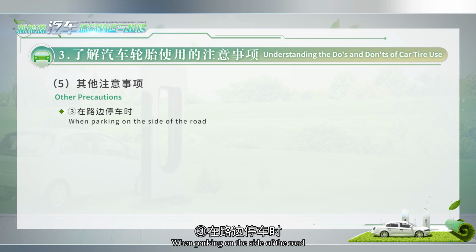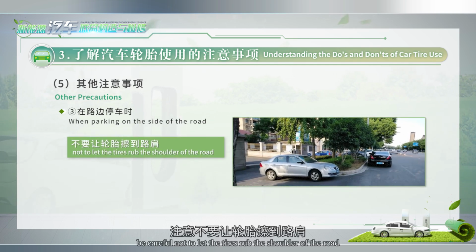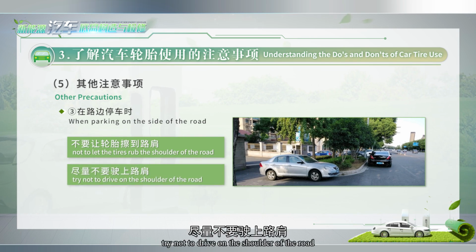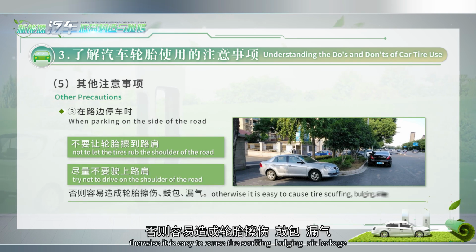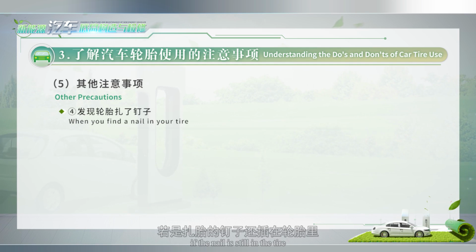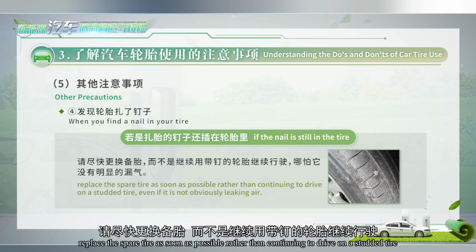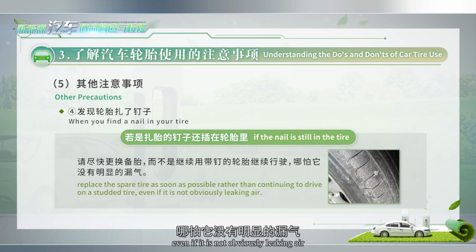When parking on the side of the road, be careful not to let the tires rub the shoulder of the road. Try not to drive on the shoulder of the road, otherwise it is easy to cause tire scuffing, bulging, and air leakage. When you find a nail in your tire, if the nail is still in the tire, replace it with the spare tire as soon as possible rather than continuing to drive on a punctured tire, even if it is not obviously leaking air.